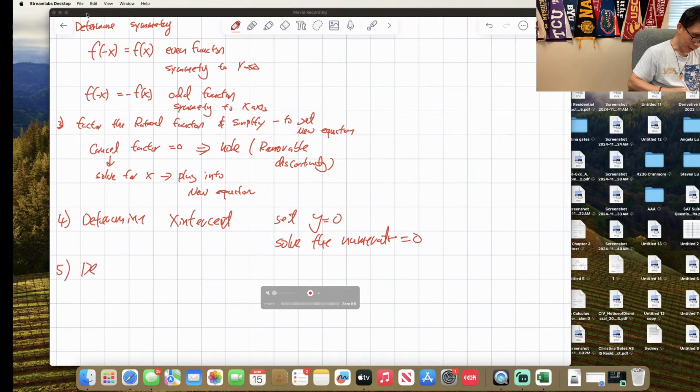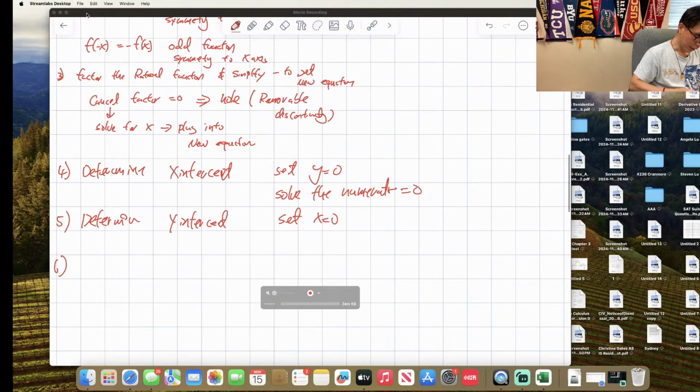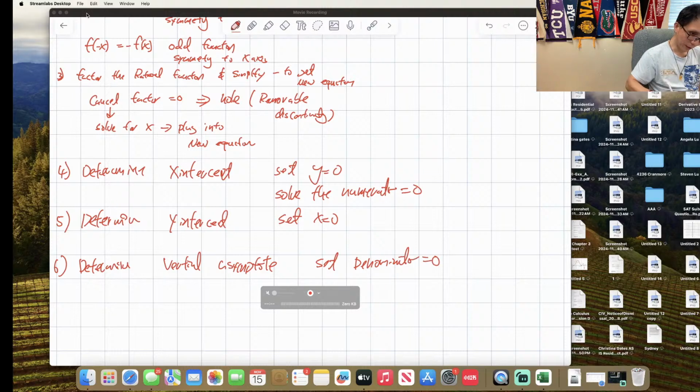Fifth, how do you determine the y-intercept? Set x equal to 0. Six, how do you determine the vertical asymptote? Set the denominator equal to 0 and solve for x.